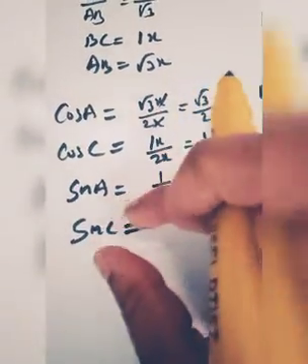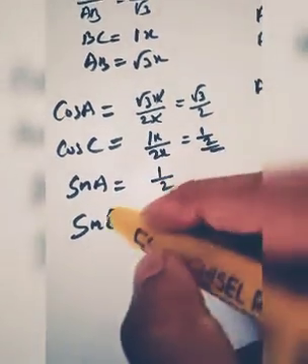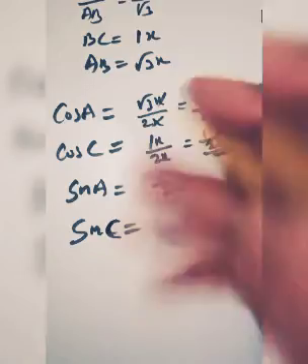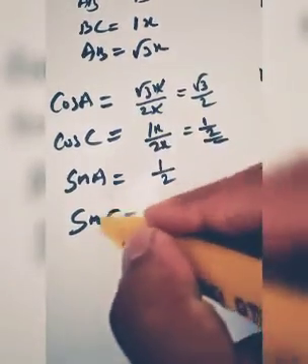Okay. Then sin C. So here this is the angle C. Now we are going to apply sin on angle C. We applied sin on angle A. That's over. Now we are going to apply sin on angle C.